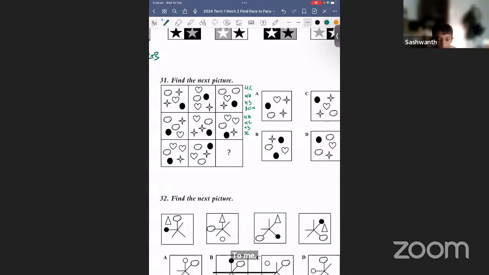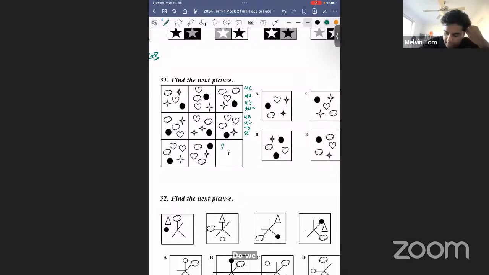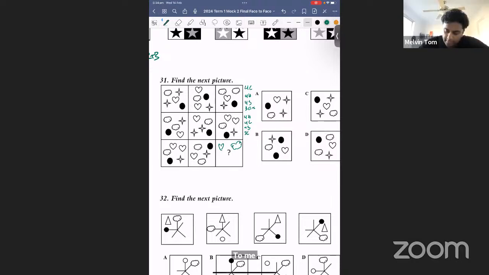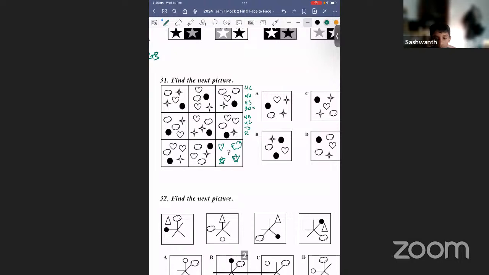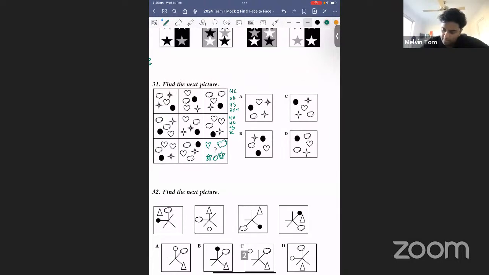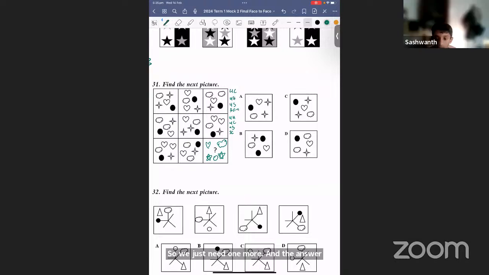So in the final image, how many hearts do we have so far? 3. So we need one more heart. How many clouds do we have? 3. So we need one more cloud. How many stars do we have? 2. So we need 2 more. And how many circles do we have? 2. So we just need 1 more. And the answer is A.